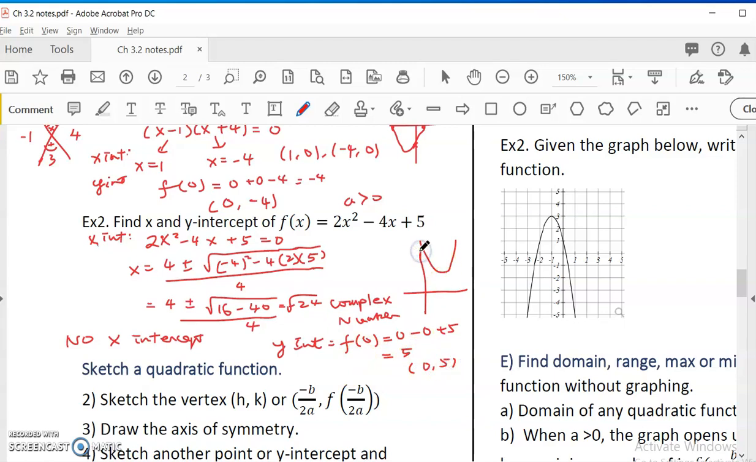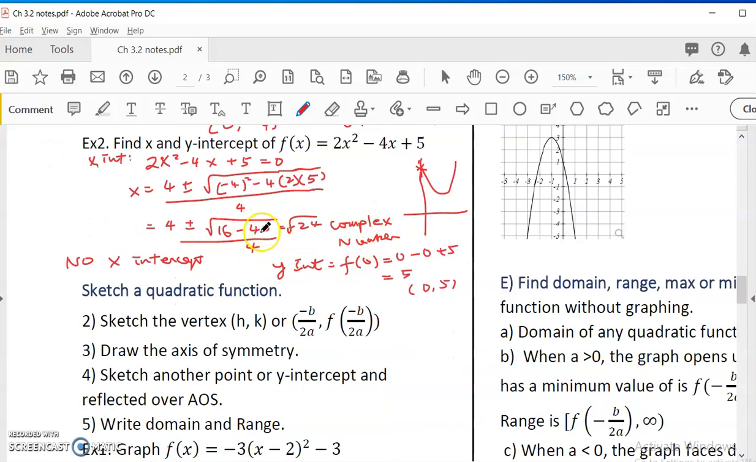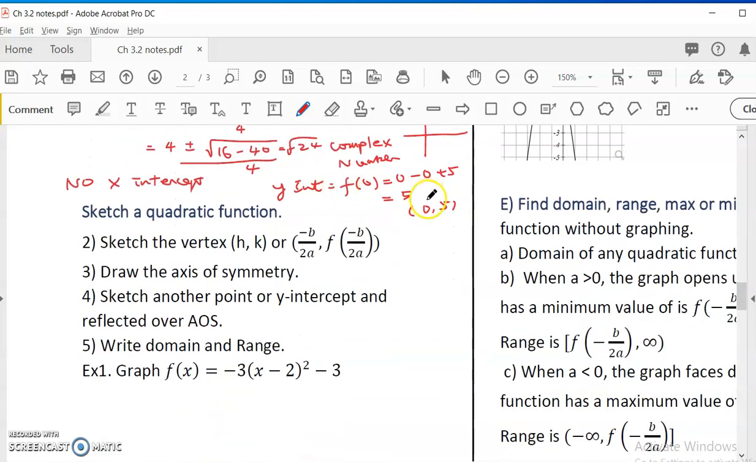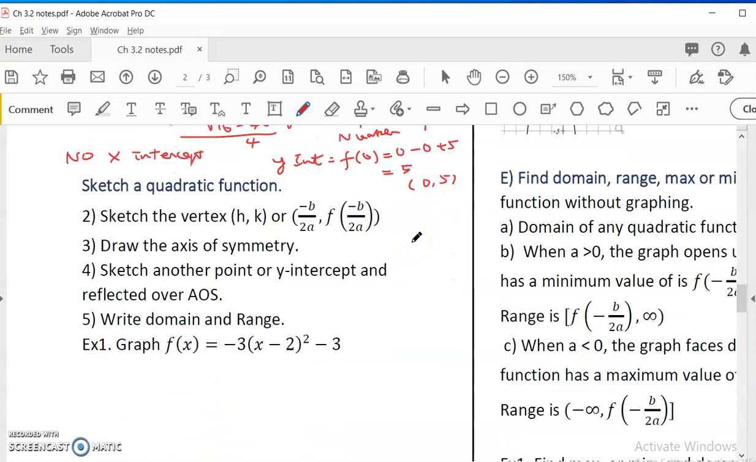So there is a point here. So it is harder to graph it. So you really need a vertex to exactly graph it. So the x and y-intercepts are defined that way. And you can use this method to calculate if there is an x-intercept or not. It's not necessary to have one.